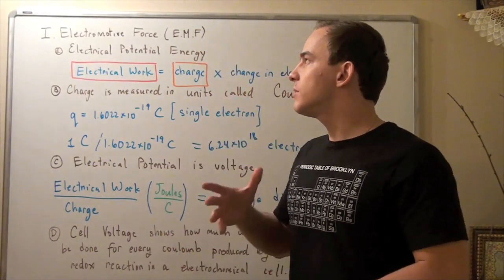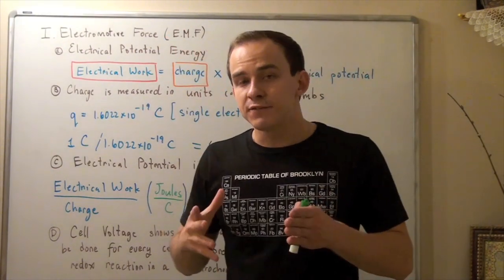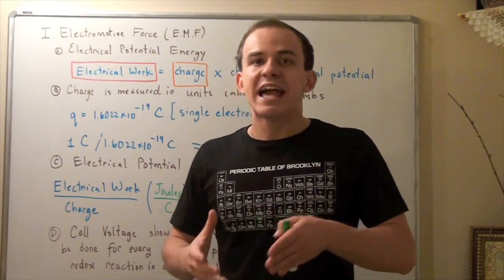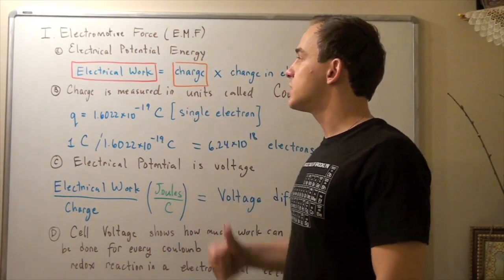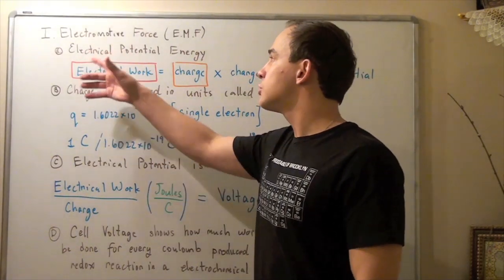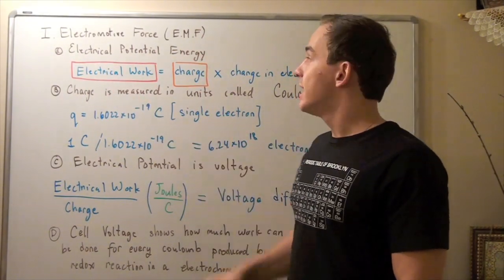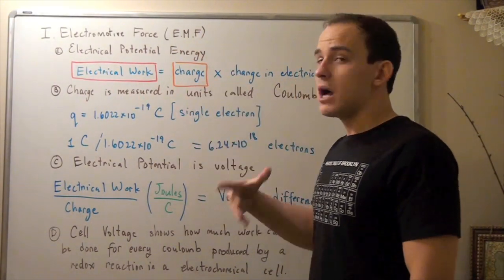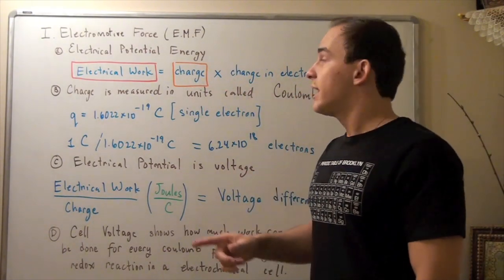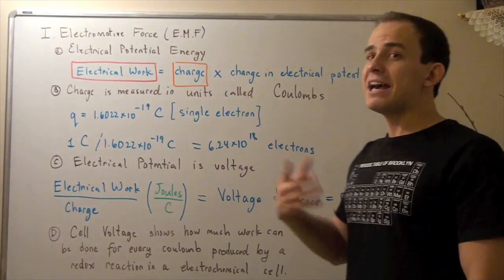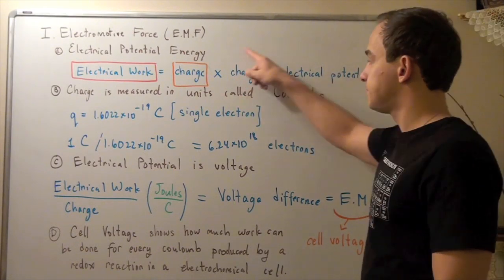So we can define something called the electromotive force, or simply EMF, as the difference in this electric potential between the anode and the cathode. To really understand what the electromotive force is, we have to explore a concept called electric potential energy. Electric potential energy, or simply electrical work, is equal to the charge of an object times the change in electrical potential. Now we just said the change in electrical potential between the anode and the cathode is simply EMF. So this is our EMF.